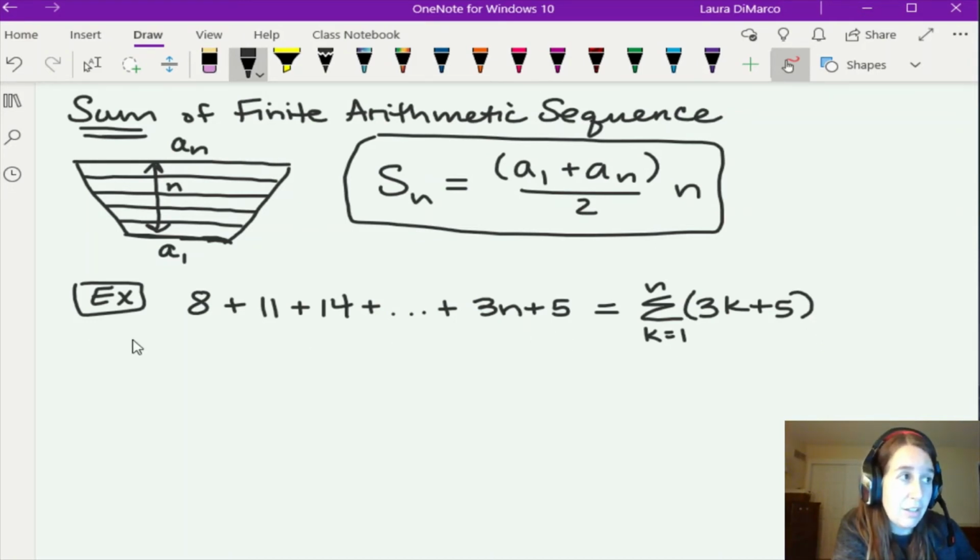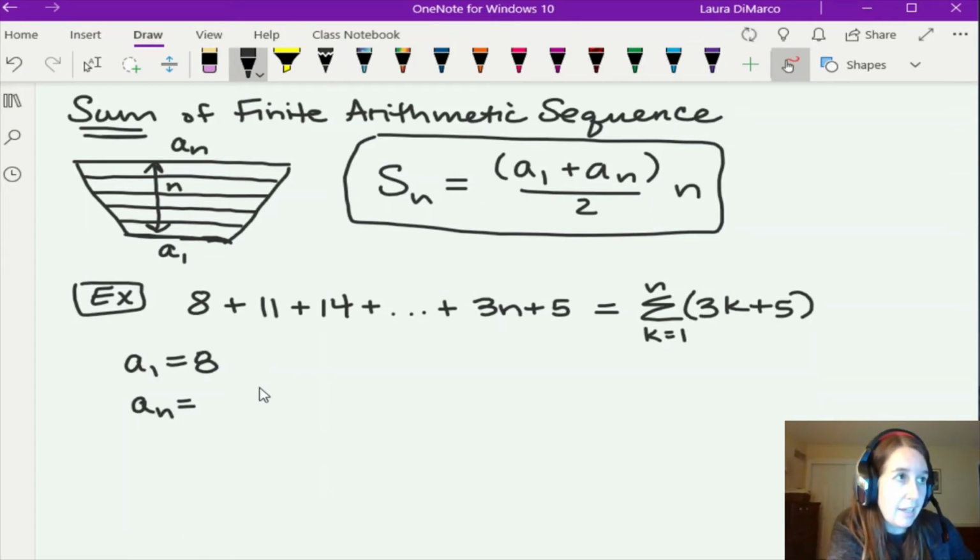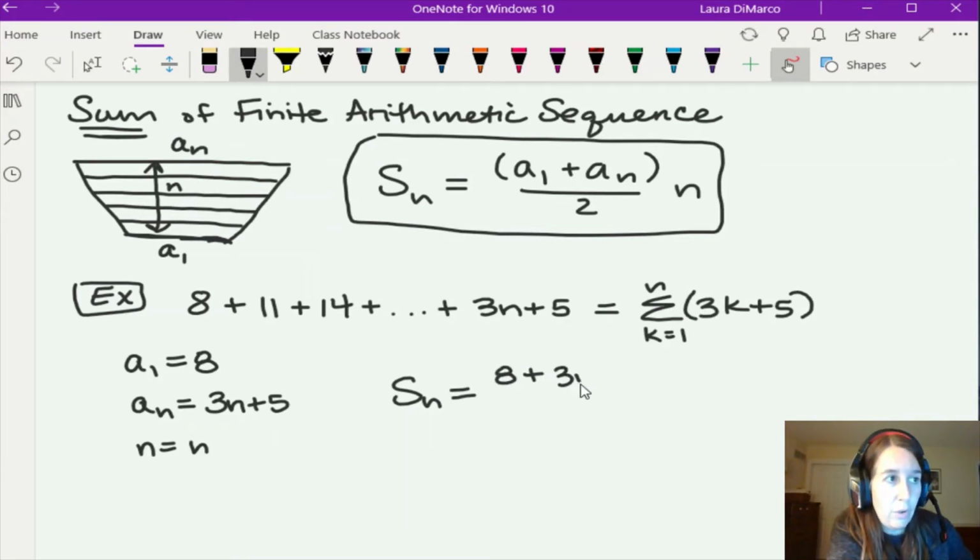To actually find the sum, we're not going to have a number answer because n is going to be involved, so whatever n is, it depends on that n. But we can use this formula. We know that a sub 1 is equal to 8, and a sub n is equal to 3n plus 5. We also know n, since it's in terms of n still, n is just going to equal n. So the sum of the first n terms is going to be 8 plus 3n plus 5, all divided by 2 times n. We can simplify that a little bit and have our answer.